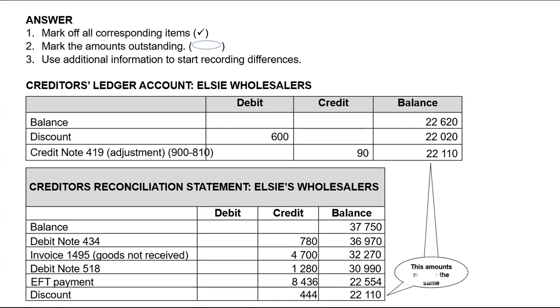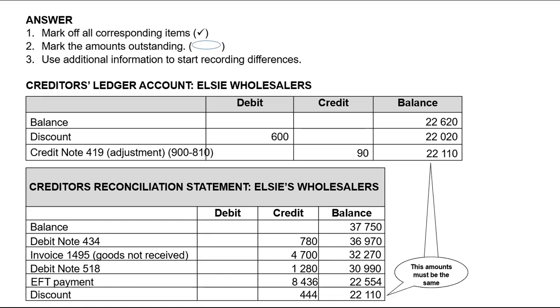But this, they need to correct it. This amount must be the same. Now the balances are exactly the same. We are going to send this creditors reconciliation statement to LC wholesalers to correct all these mistakes. And then they'll come back to us and let us know which mistakes they think that they did not make. And those will be corrected in next month's creditors reconciliation statement, or next month's creditors ledger if we are the ones that made a mistake. You got it. That's it, guys.